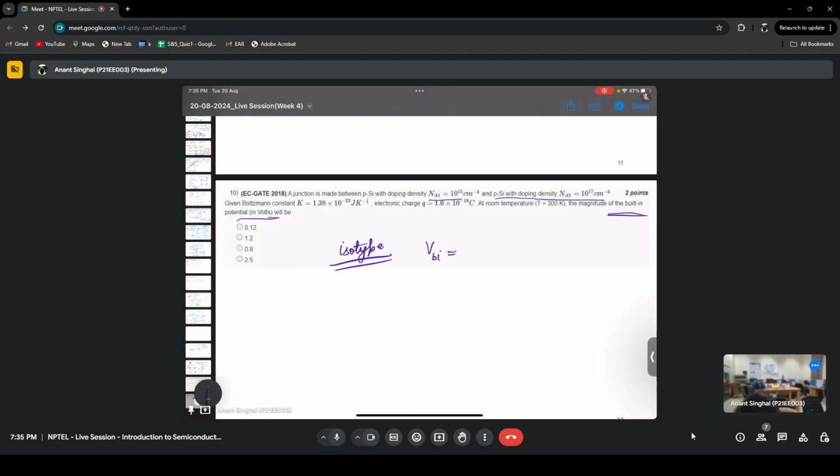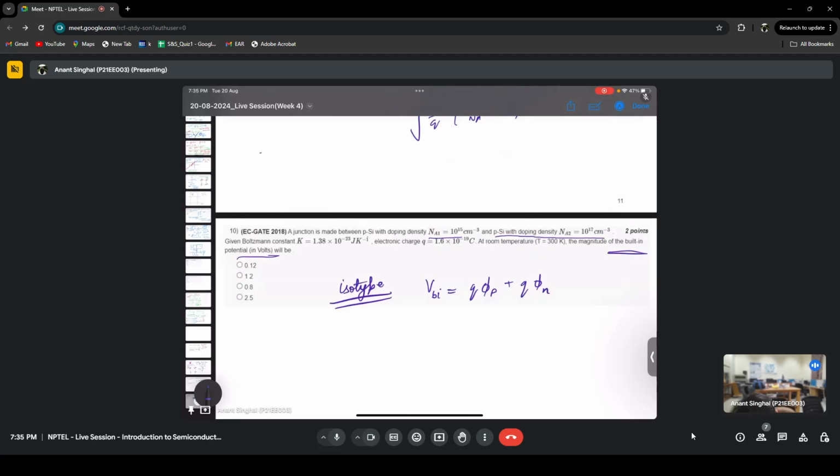So we know that from the derivation we got to know that it was q phi p plus q phi n for a p-n junction. I hope you remember this band diagram. This is what we did. So this was q phi n, this was q phi p, and the total of these two was VBI.